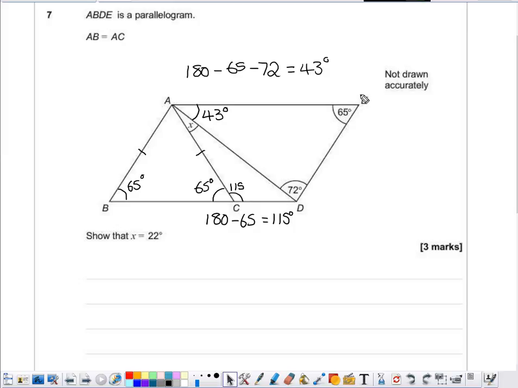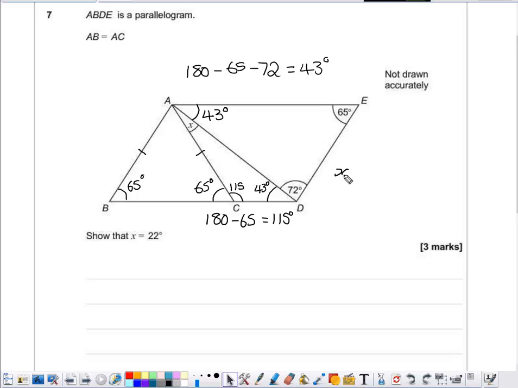Well, another fact to do with parallelograms is that we have 2 parallel lines. This diagonal becomes a transversal, so we can use the alternate angles being equal to help solve our problem. If this angle is 43, this one must also be 43 degrees, which now gives us 2 angles inside this middle triangle.